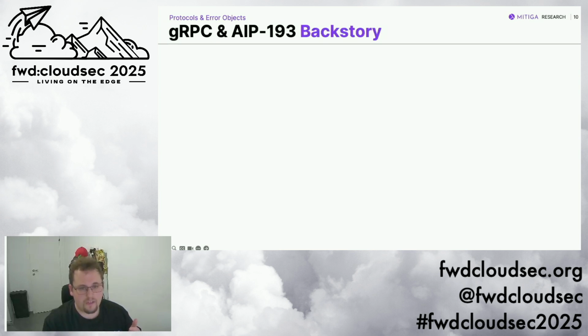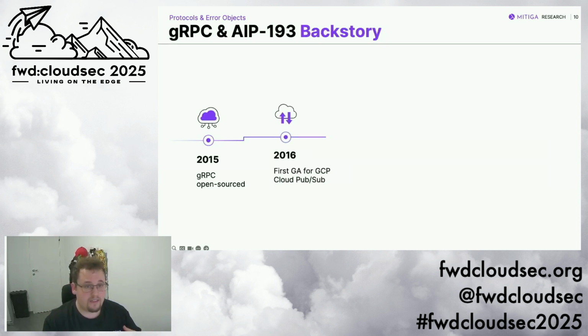But around 2015, Google took their internal Stubby and made an open source version called gRPC. In 2016, it was GA for Cloud Pub/Sub. And in 2018, we have something called AIP 193. AIP stands for API Improvement Proposal, and 193 is the one talking about standardizing error codes. Imagine we have multiple different services, and each one reports a different error in a different way. How could you make these systems work together? You have to have one concise standard.